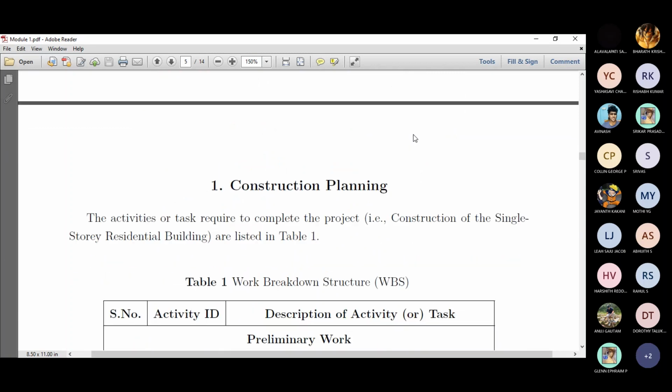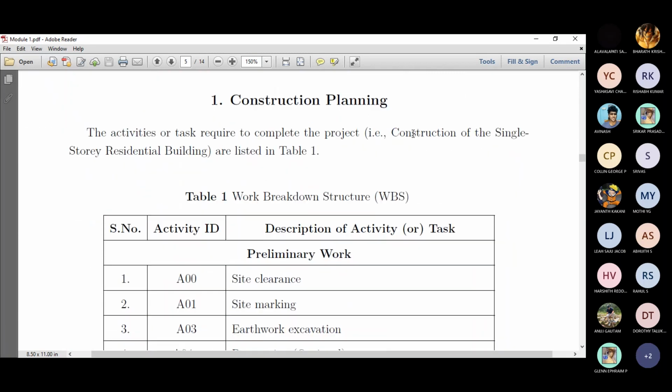So the first and foremost thing is planning, and let's take a look at construction planning. The first step in planning is the work breakdown structure. Work breakdown structure is the fragmentation of different activities. We have a lot of activities required for constructing the single story residential building, but we need to fragment that, order that, and put that based on the sequence. That's what is called a work breakdown structure.